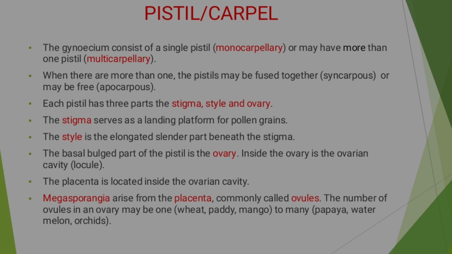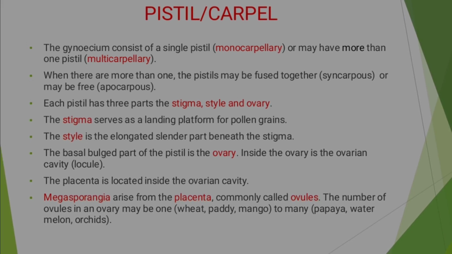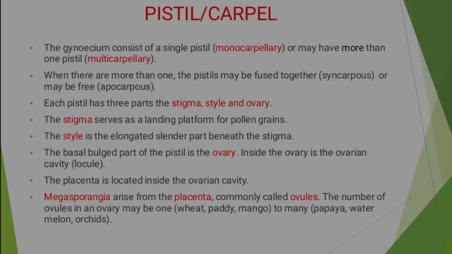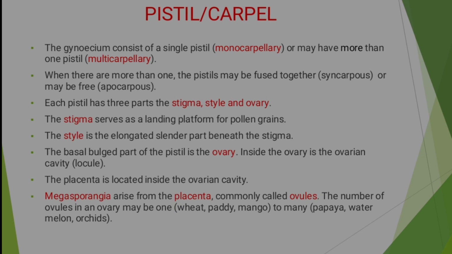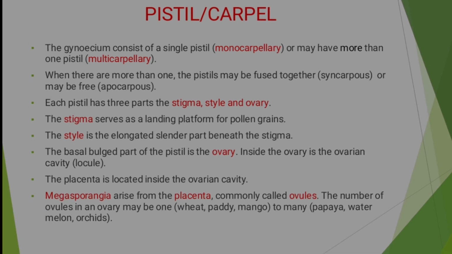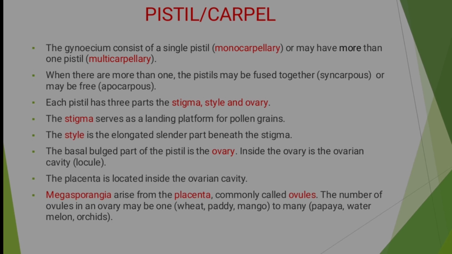The placenta is located inside the ovarian cavity. Megasporangia arise from the placenta, commonly called ovules. The number of ovules in an ovary may be one in the case of wheat, paddy, mango, or many in the case of papaya, watermelon, orchids, etc.